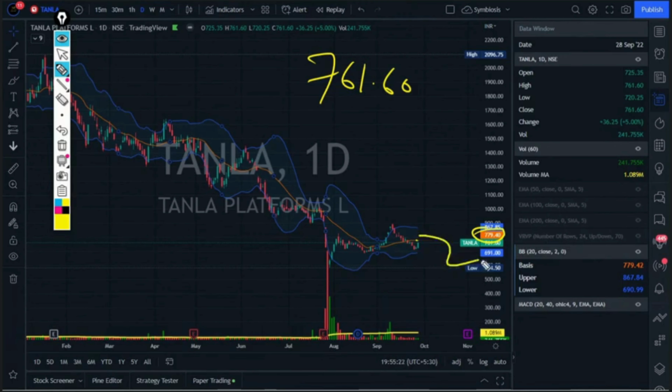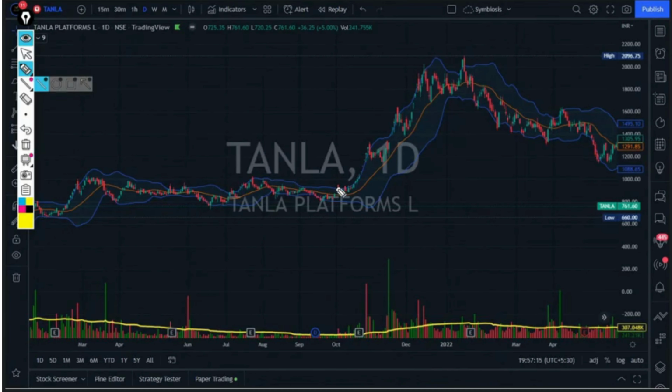The average is this point, which is 779, which is the simple moving average, this one. The closing price, as you see here, is below 779 or below the orange line. On the upper side, it is saying that there is a 95% chance that the stock can possibly go up to 867, and within that 95% chance, the stock can fall down to 690.